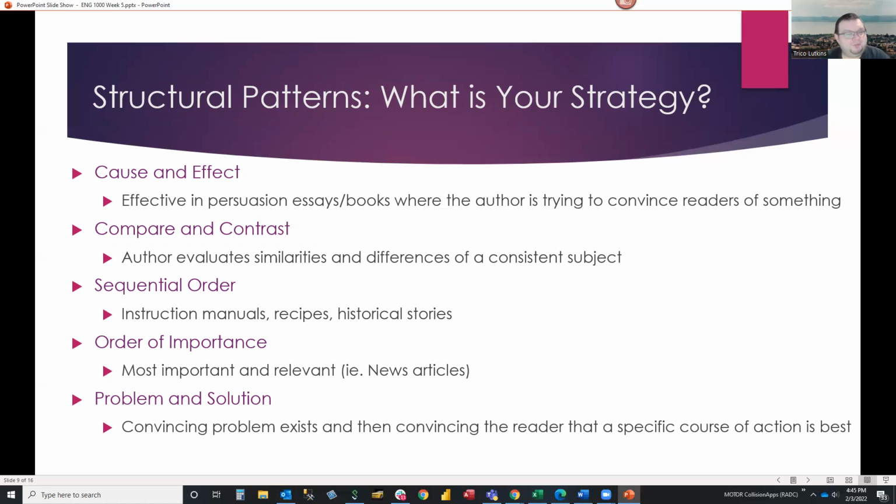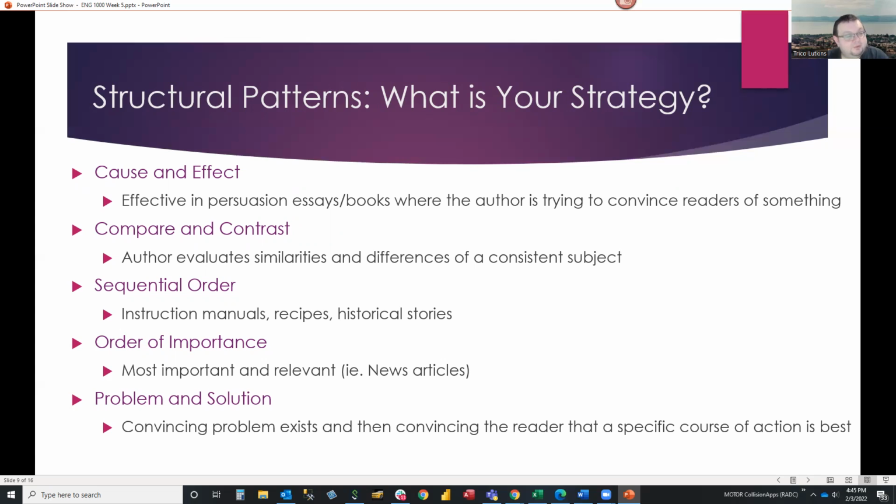So, structural patterns. There are different strategies when writing an essay. There's cause and effect. The cause and effect strategy or technique is effective in persuasion essays or books where the author is trying to convince readers of something.